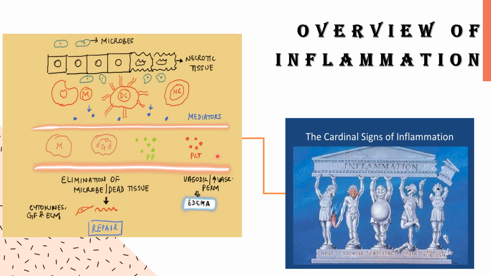These have two major actions. They eliminate the microbe or the dead tissue by recruiting cytokines, growth factors and extracellular matrix proteins which lead to repair of the tissue. The other is they cause vasodilation or increased vascular permeability which lead to edema. Now these lead to the cardinal signs of inflammation which are calor or heat, rubor or redness, tumor or swelling, dolor or pain and functio laesa or loss of function.